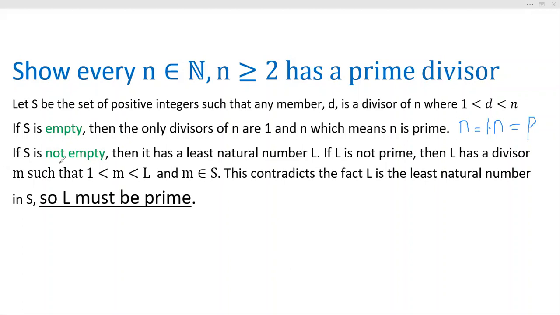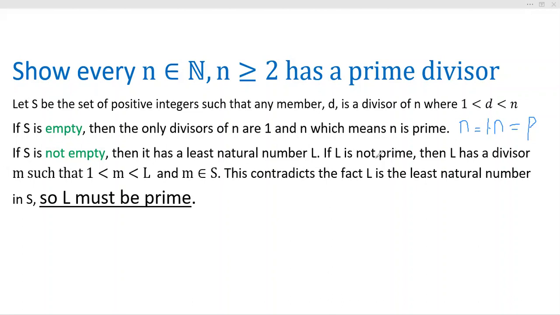Now, if S is not empty, then it has a least natural number. That's sometimes called the well ordering principle, the least integer principle of any non-empty set of positive natural numbers. Now, if L were prime, we would be done, because that would be the prime divisor. But we're going to assume it's not prime, just to make it worth working here.